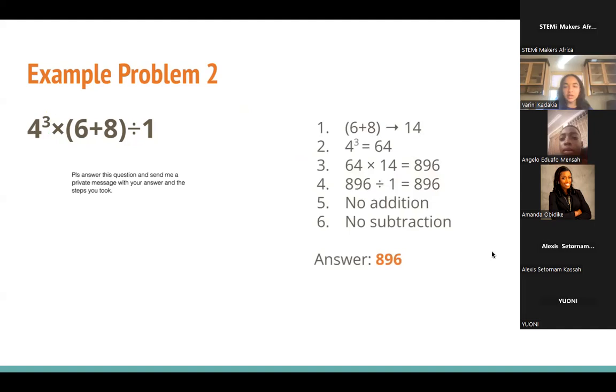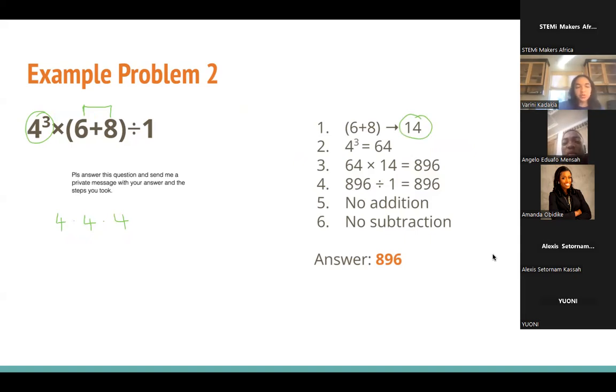So this is kind of how you do it. First you do what's in the parentheses, so that gives you 14, because 8 plus 6 is 14. Then you're going to compute 4 cubed. I know 4 cubed was a little bit hard for everyone, so I'll go over how to compute that. You basically split it into 4 times 4 times 4.